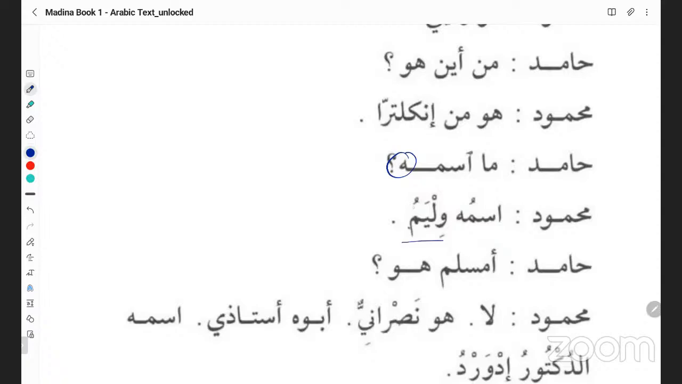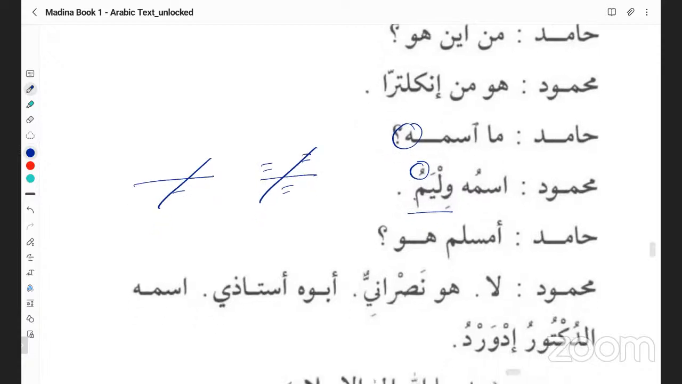So here you find William is a non-Arabic name, and therefore it is ممنوع من الصرف. It cannot get tanween, and it can't get a kasra, and therefore it gets a dhamma, one case ending only. So ismuhu Williamu, because it is a proper name which is non-Arab. William is not an Arab name.